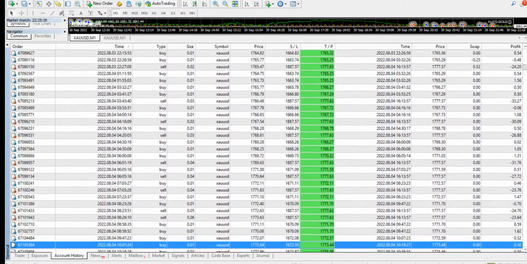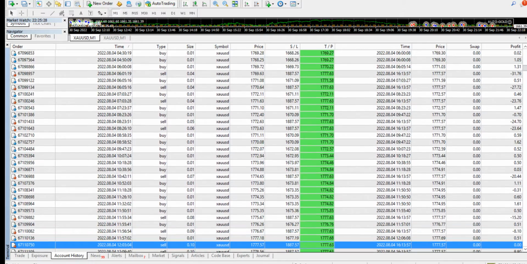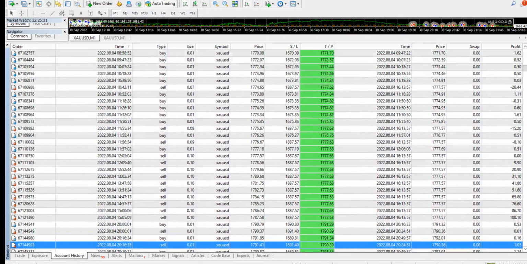Okay, I have widened the window so that you can see all the trades.